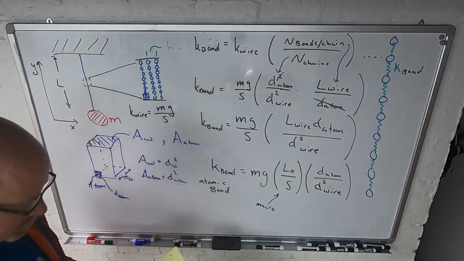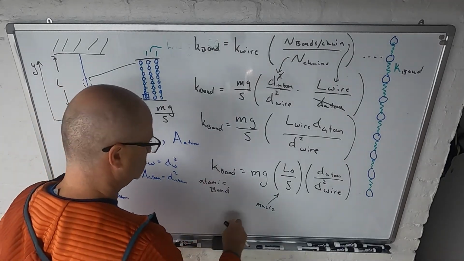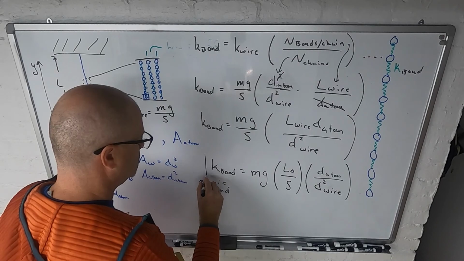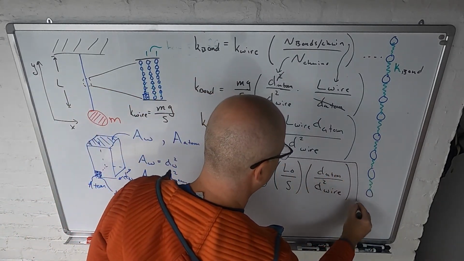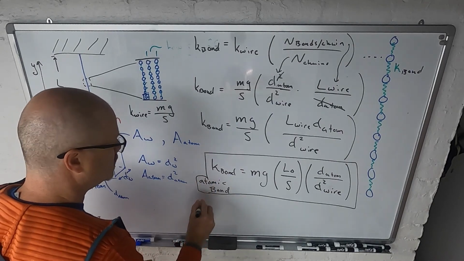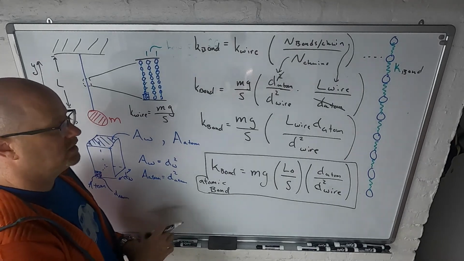That's interesting. Okay. That is our answer. The stiffness of a bond depends both on microscopic things and on macroscopic things, mixed together in this interesting way.